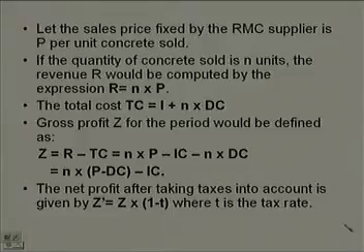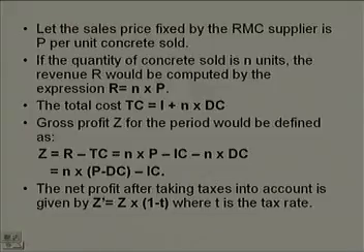Now, we further assume that the sales price fixed by the RMC manufacturer is P per unit of concrete sold. That means he is selling 1 unit of concrete at price P. So, if he sells n units of concrete, the total money that the company receives becomes n times P, and this is what we call revenue. So, revenue becomes n times P.